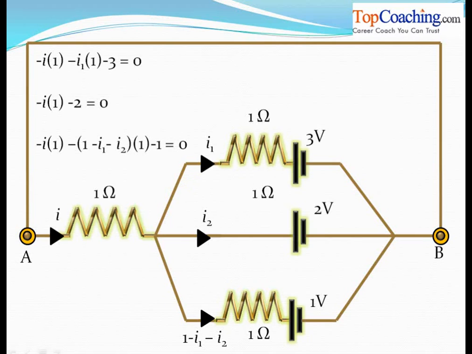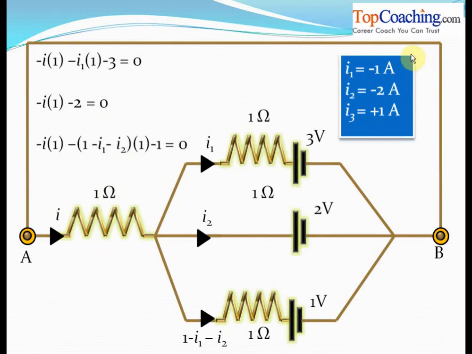Remember, whenever we have had to calculate the potential difference across a resistor in the direction in which the current is flowing, then we have considered a negative potential drop. For example, the potential drop through this resistance has been considered to be minus I into 1. Understood? So when we simplify all these equations, we get I1 equal to minus 1 amperes, I2 equal to minus 2 amperes, and I3 equal to plus 1 amperes.